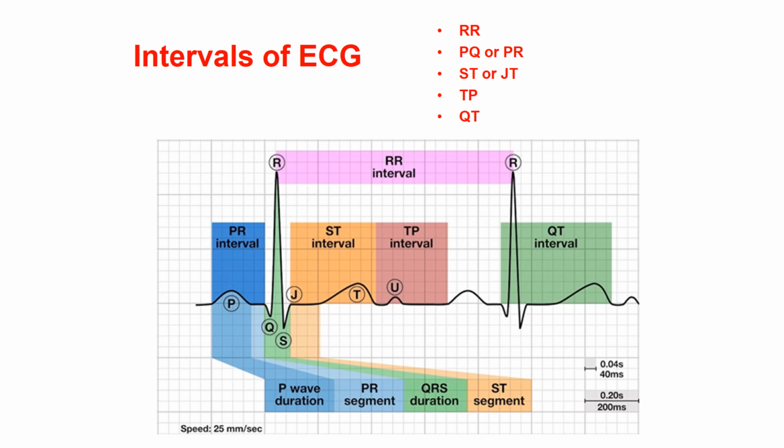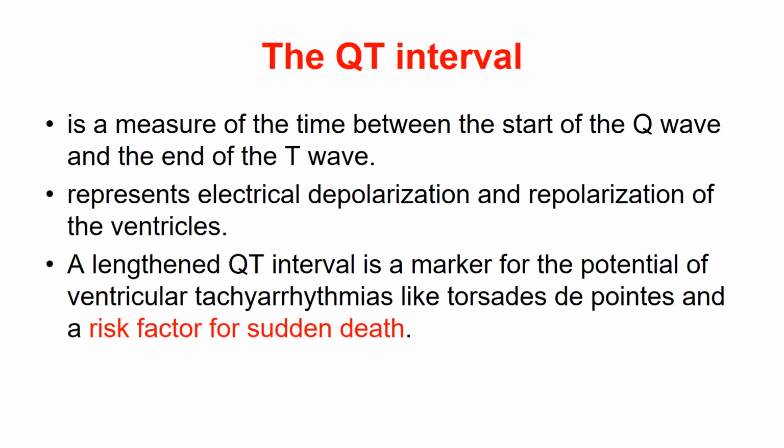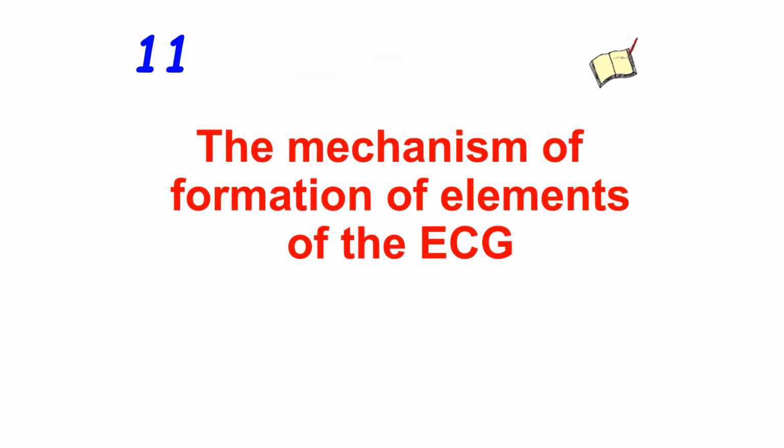TP. QT. The QT interval is a measure of the time between the start of the Q wave and the end of the T wave. The QT interval represents electrical depolarization and repolarization of the ventricles. A lengthened QT interval is a marker for the potential of ventricular tachyarrhythmias like torsades de pointes and a risk factor for sudden death.